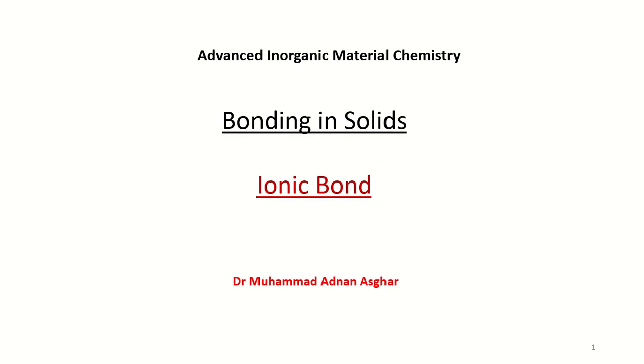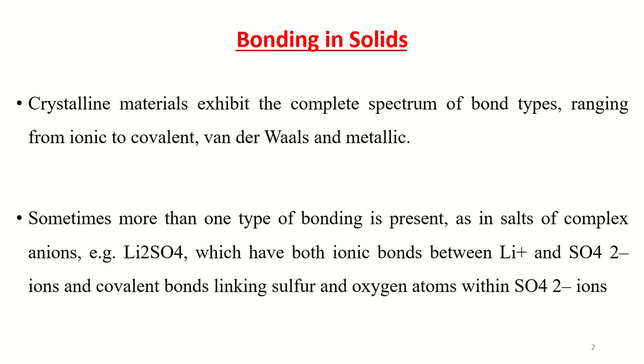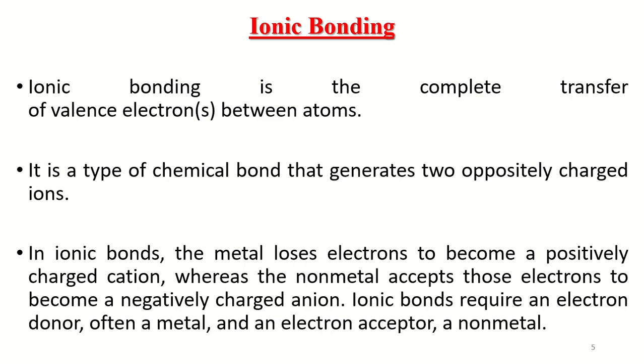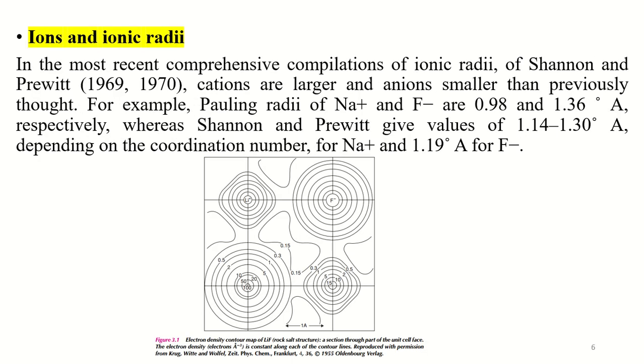Today the topic of our discussion is ionic bonding in solids. We have already discussed some of the salient features of the ionic bond. We have already discussed the special types of bonding in solids in detail in previous lectures, along with the salient features of ionic bonding, including the ions and ionic radii of different molecules like sodium fluoride.